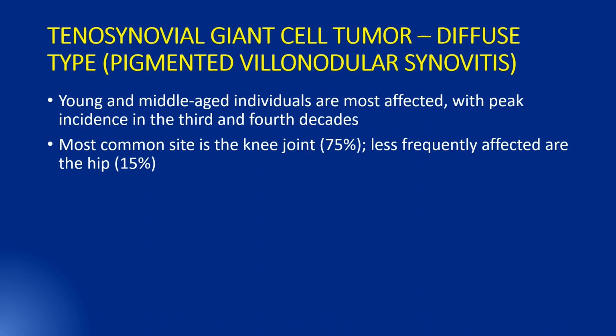So what we just discussed, new studies show that tenosynovial giant cell tumor is more a neoplastic than a reactive process. Mostly seen in young and middle-aged patients with peak incidence in the third and fourth decades. Most common location, knee joint, and less frequent, hip.